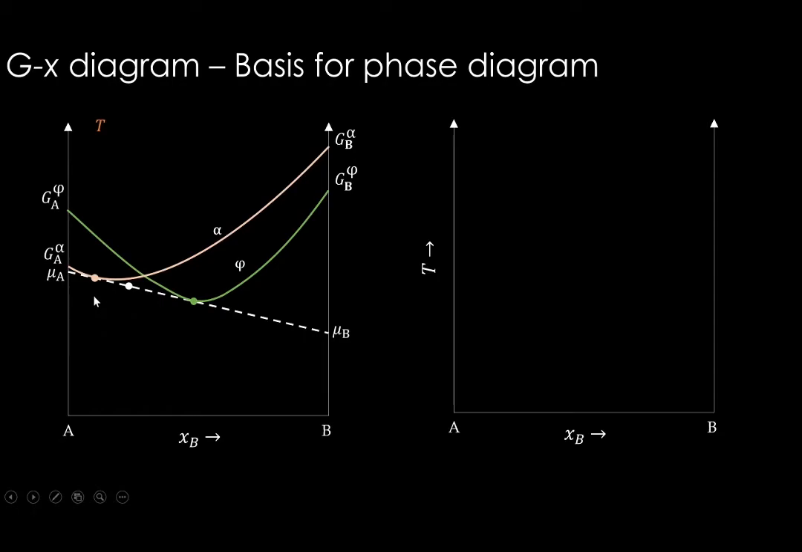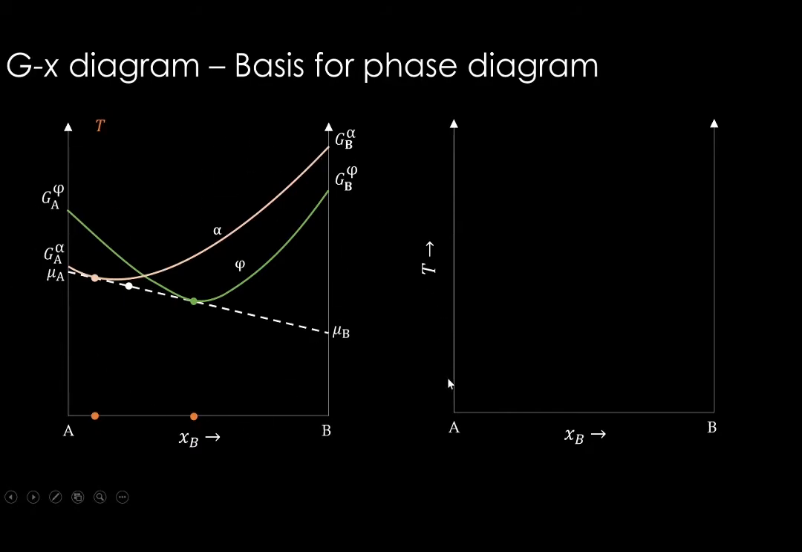So look at these two points. These are compositions of two phases which are in equilibrium when your overall composition is in between these two compositions. Okay, so take those compositions, and this is the temperature at which the entire diagram is drawn.